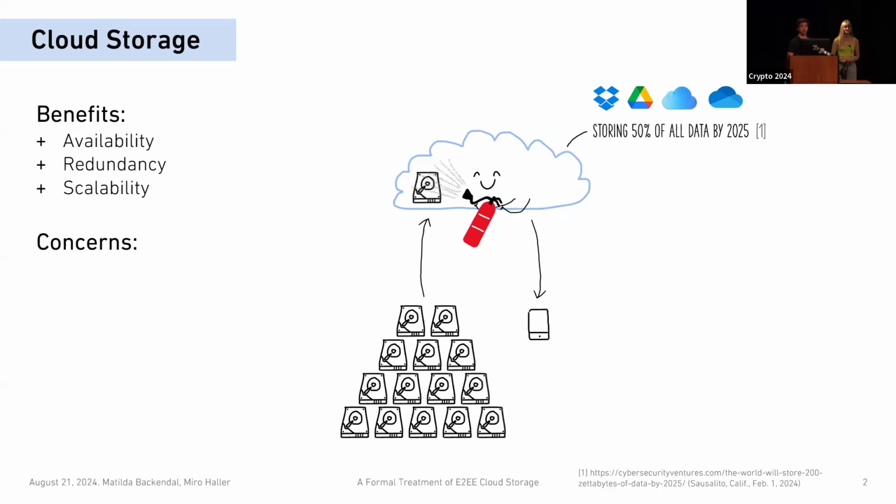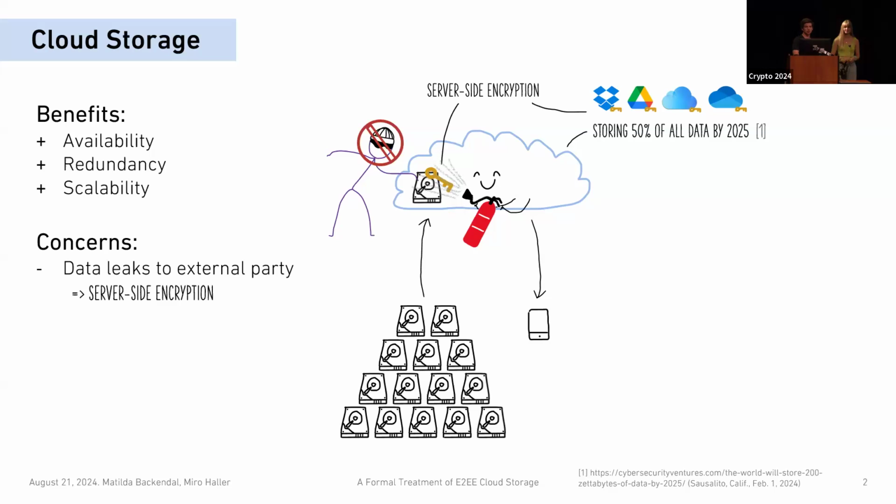But there are also concerns with cloud storage. Reading data from a local disk means that you need to have physical access to this disk. This is no longer true in cloud storage because data stored in the cloud means it's transferred over the internet and stored and remotely accessible. And so that increases the risk against data confidentiality breaches by external parties. And so what most of the cloud providers do is they implement server-side encryption. That means they encrypt the data at rest with a key that's known to the server to address these issues.